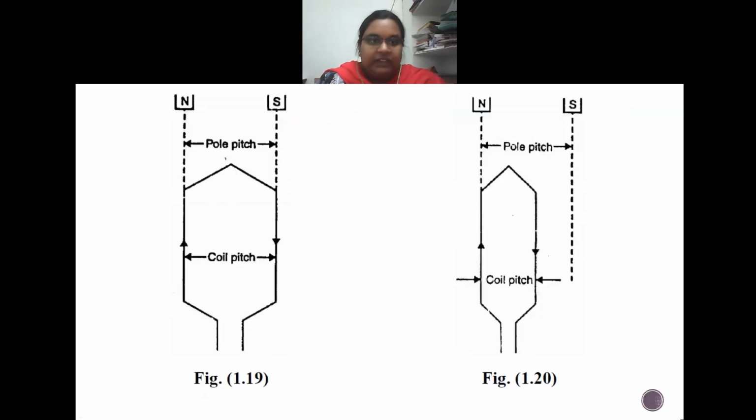Here, if you can see in this figure, one coil side is under the north pole, the other coil side is under the south pole. Let us say this is coil side 1 and this is coil side 2. Coil side 1 is under north pole, whereas coil side 2 is under the south pole, so the coil pitch is equal to the pole pitch. This type of winding is called a full pitched coil.